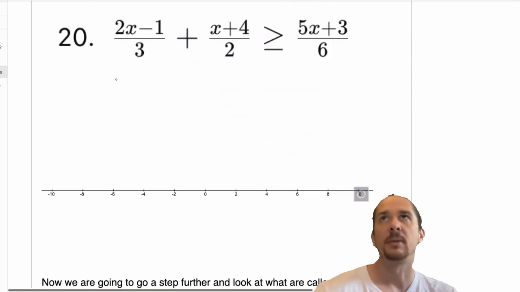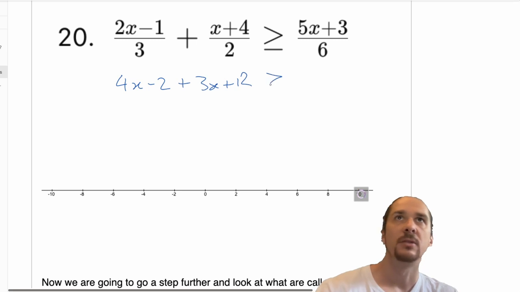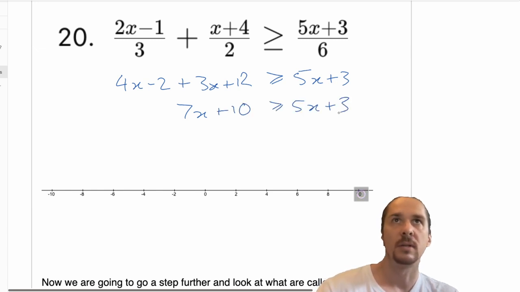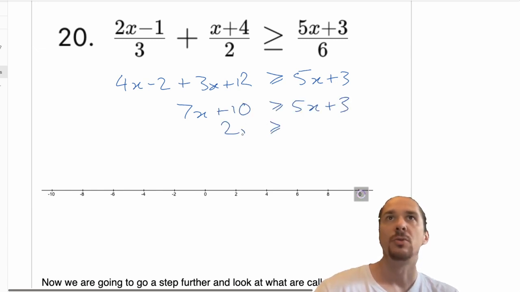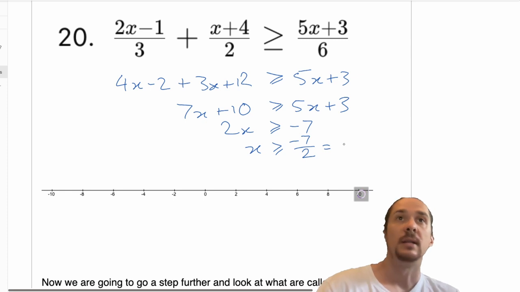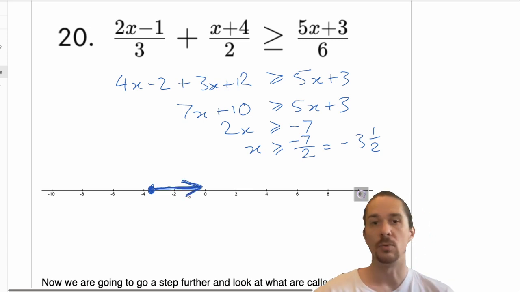Last one, let's multiply everything by 6. This will become 4x minus 2 plus 3x plus 12 is greater than or equal to 5x plus 3. This becomes 7x plus 10 is greater than or equal to 5x plus 3, which means 2x is greater than or equal to negative 7, which means x is greater than or equal to negative 7 over 2, which is equal to negative 3.5. So that would be about there. Now we're at greater than or equal to, so we fill it in, and we show that greater than is the direction we care about.